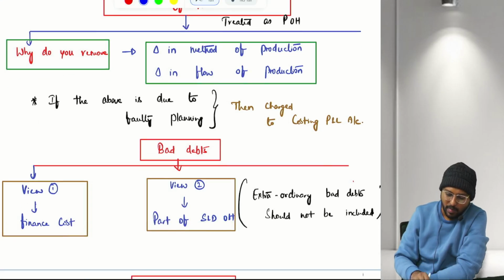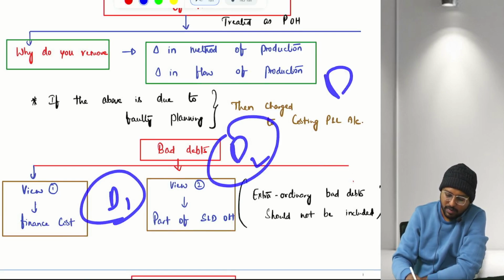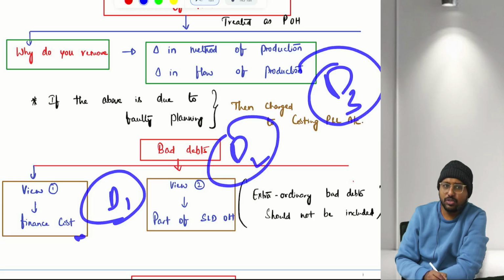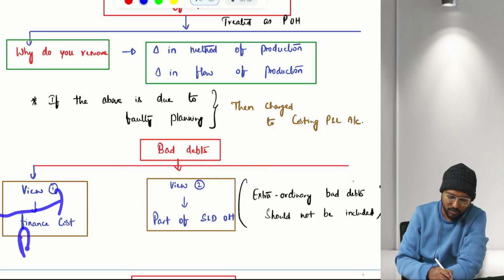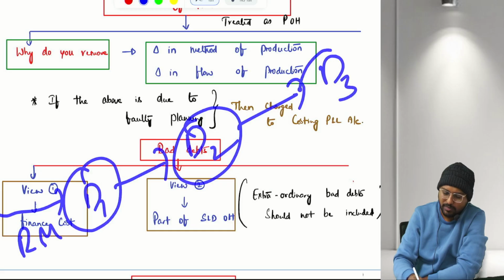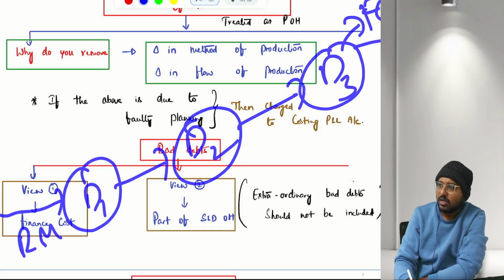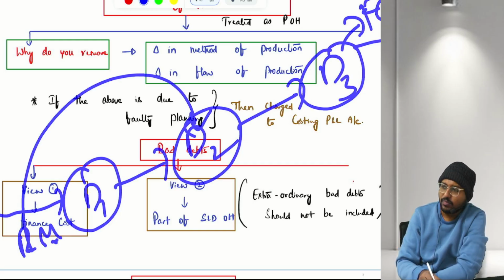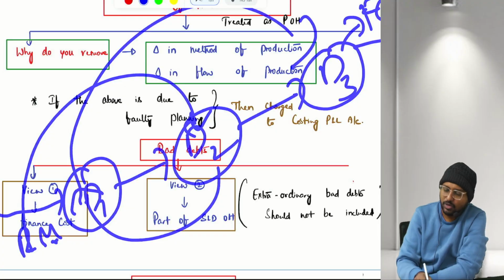Flow of production. Say for example, department 1, department 2, department 3. Your product has changed. Earlier, the raw metal would first come to department 1, from there go to department 2, from there go to department 3, then become finished goods. Now your product has changed, so the raw metal comes to department 2 first, from there it goes to department 1, and from there to department 3.